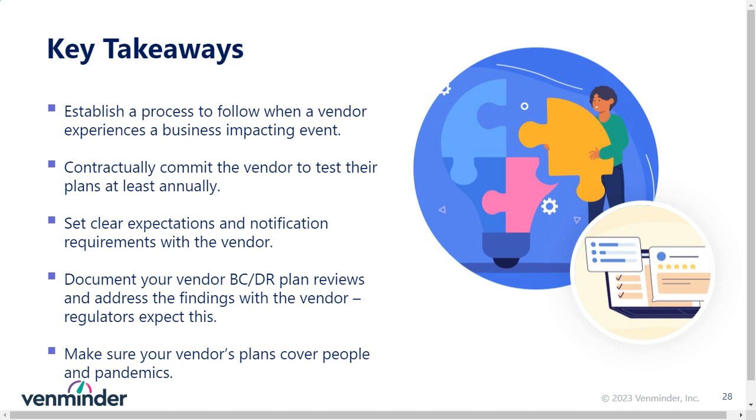Document your vendor BCP or DRP reviews and address the findings with the vendor. Regulators expect this. Ensure the vendor's documents are current, and if you see any red flags, discuss them with your vendor as soon as possible. Make sure your vendor's plan covers people, places, and pandemics. The most important aspect of BCPs, DRPs, and pandemic plans is the safety of people.